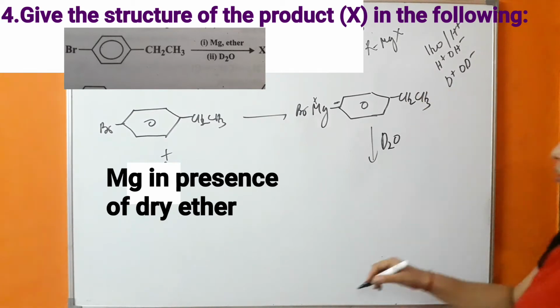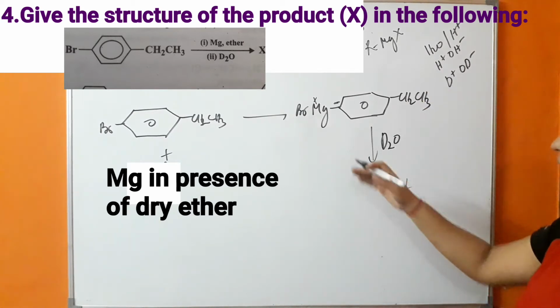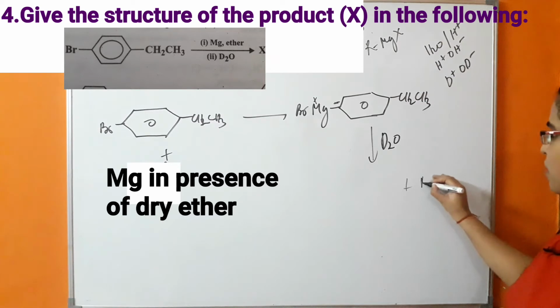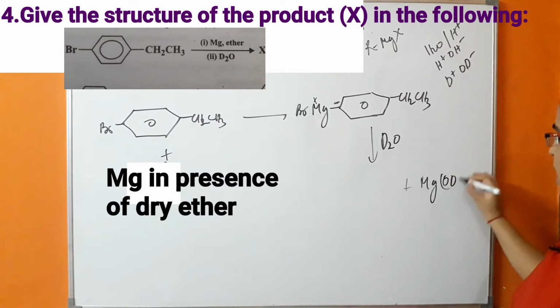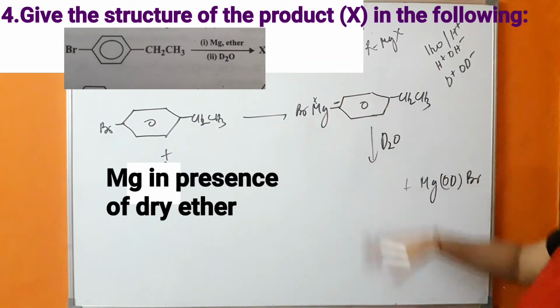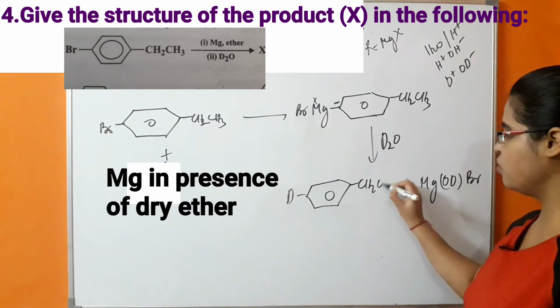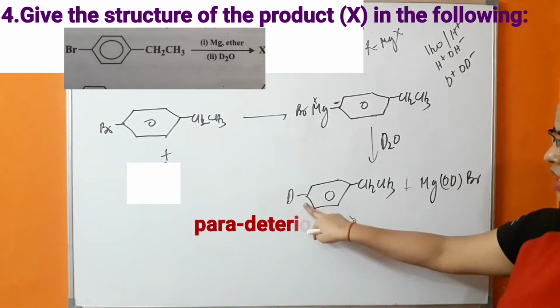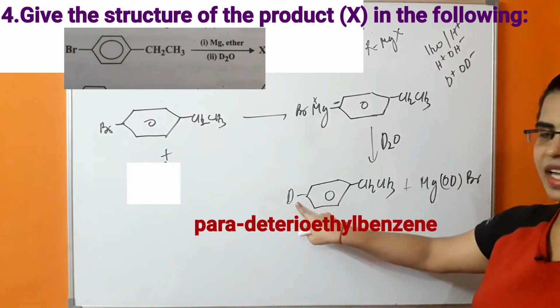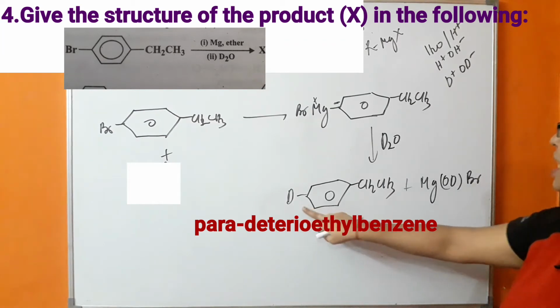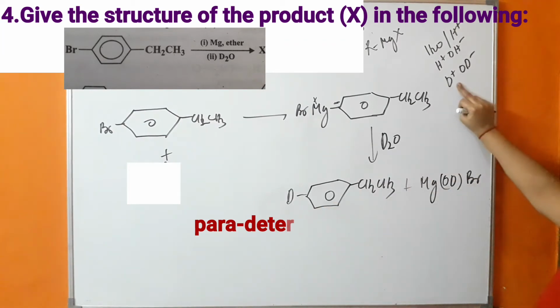So what is happening? There will be formation of, first of all, write the byproduct. Byproduct will be MgODBr. This will be the byproduct, and the product which will be formed is CH2, CH3. So in this position, there will be attachment of this D+, because this D is having positive charge.